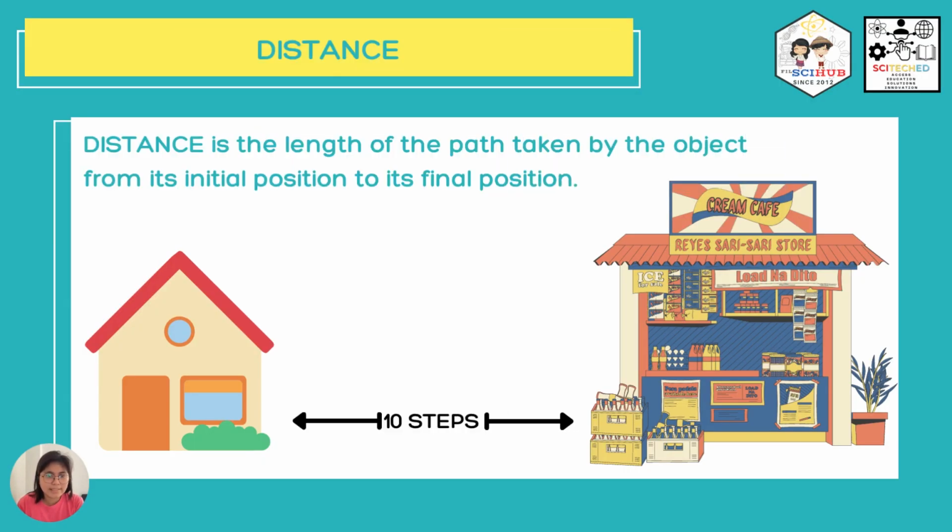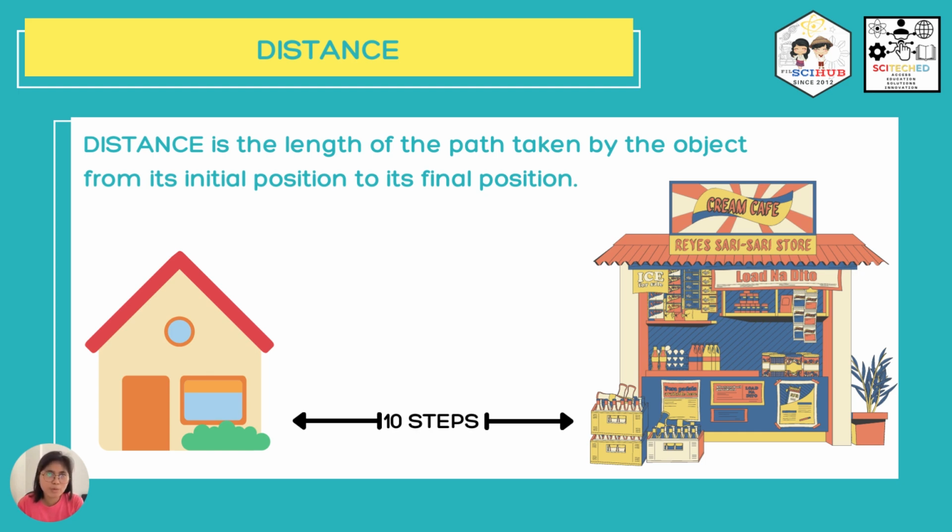Okay, so again, distance, this is the length of the path taken by the object from its initial to its final position. So for example, imagine that you have to walk 10 steps from your house to the store. So after arriving at the store, your position then is 10 steps away from your house. Okay? Then therefore, that is your distance from your house, and your house is the reference point.